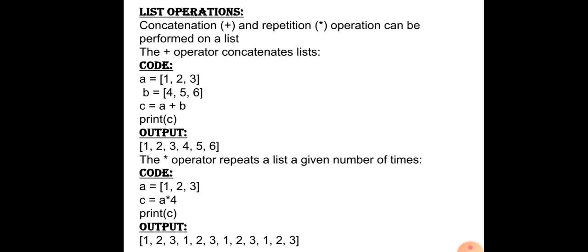List operations: we can use concatenation and repetition operations in a list. Concatenation operation is represented by using the plus operator.